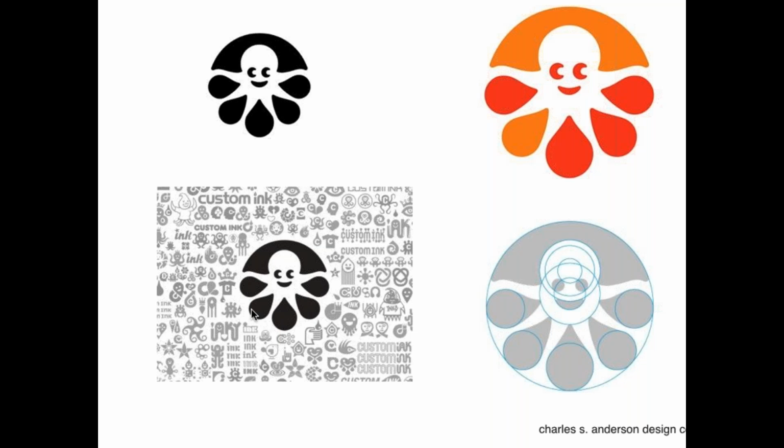This next one is for a place called Custom Ink. What do you see in the picture, in the icon? Octopus. An octopus, yes, and drops of ink, right? So we all saw what a screen printer looks like. It looks kind of like an octopus, so it kind of makes sense, right?